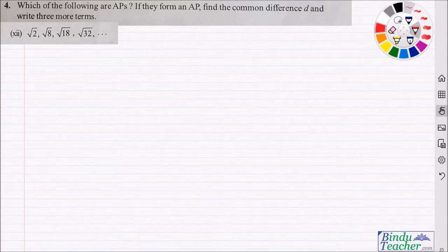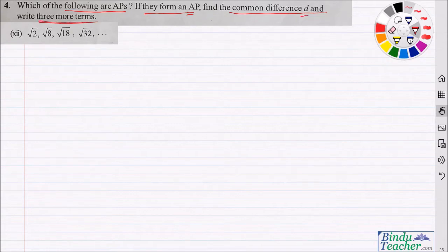Let's solve this question together. Which of the following are arithmetic progressions? If they form an arithmetic progression, find the common difference d and write 3 more terms. So here, first we have to find out if the given list of numbers form an arithmetic progression. If they do, then we have to identify the common difference d and calculate the 3 more terms.